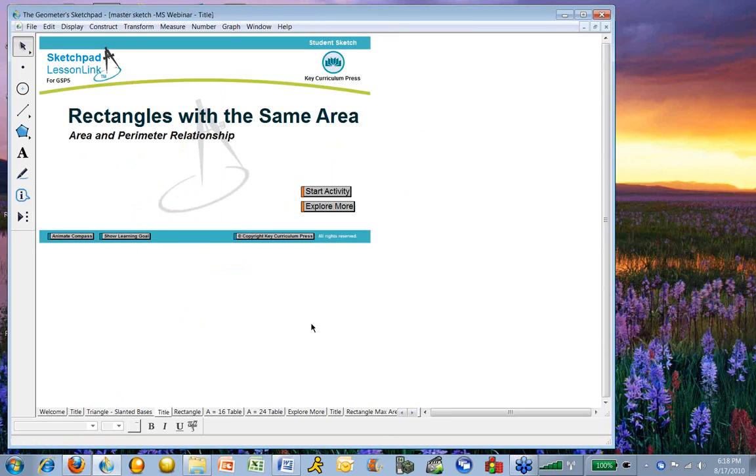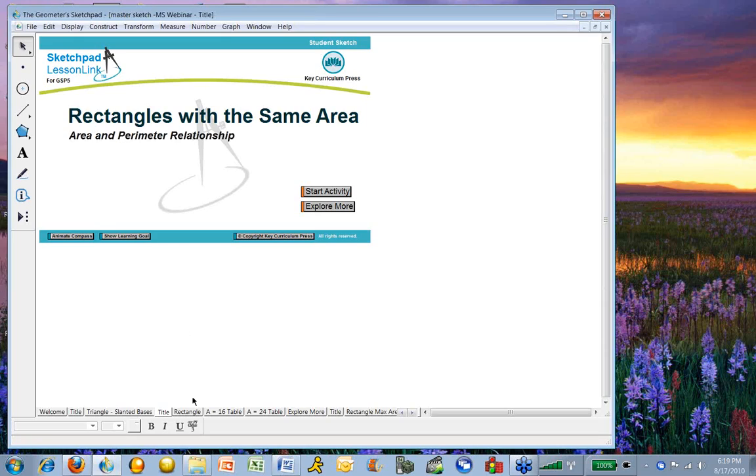Okay. So the next two activities are about rectangles, again because this is relatively common middle school content. The first one is what we call a pre-made sketch, and again, it comes from Sketchpad Lesson Link. This is where someone else has created the sketch, and your students and you are simply interacting with it. It becomes a great time saver.